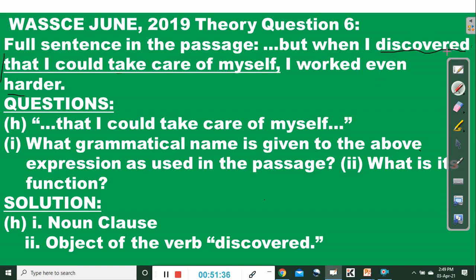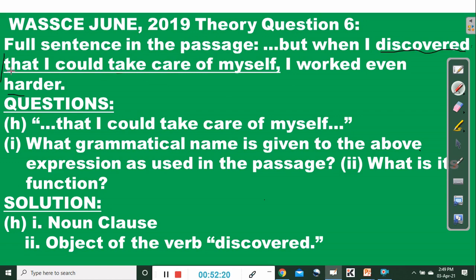But when I discovered, full stop, discovered what? Now, the information that is going to be provided here has to do with something. Something what? What did you discover? You discovered something, and that something must be a noun or a noun clause or a noun phrase. All right. So that gives us a very clear idea as to the kind of grammatical class we are looking for. We have discovered that it is a noun from the noun family.